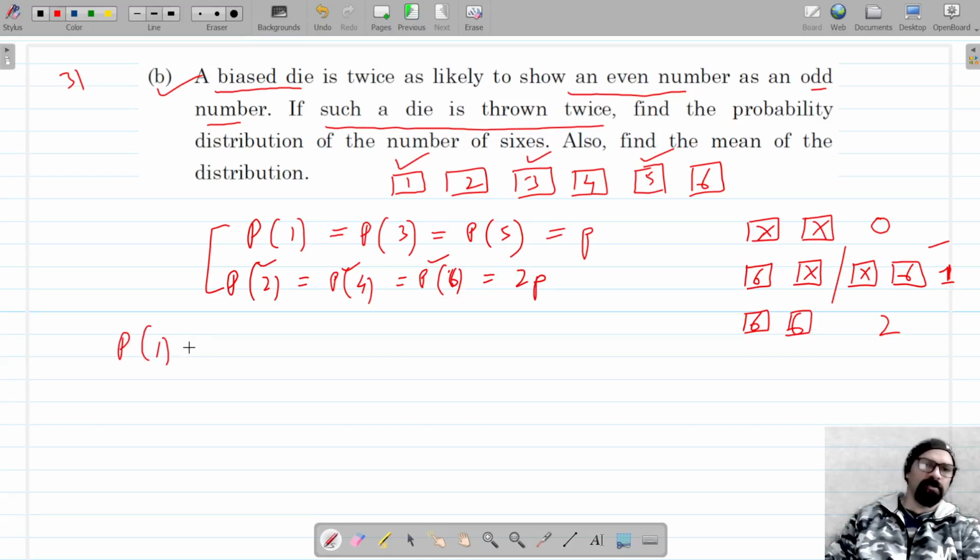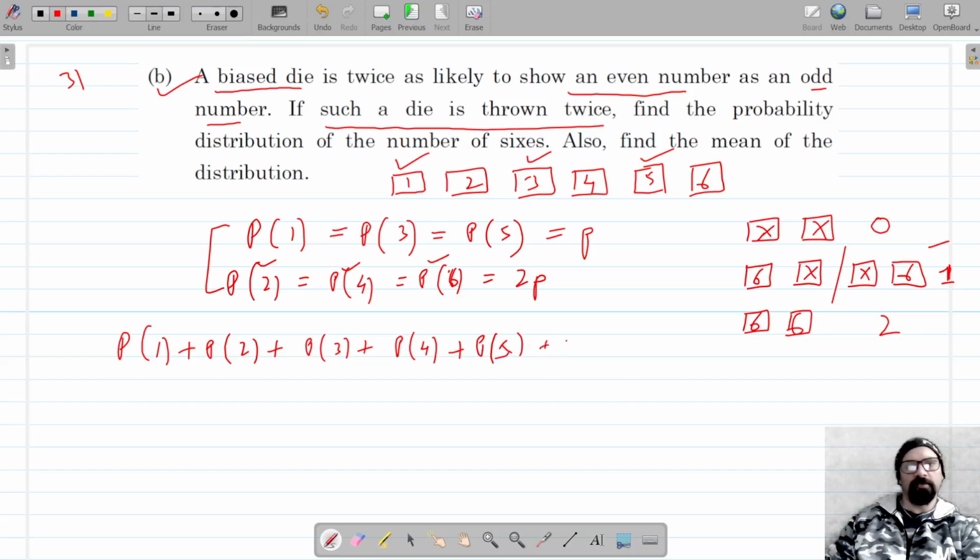So that means either you get one, two, three, four, five, or six. These are the only events in throwing a die, and we know that the sum of the probabilities of the events is equal to 1. Now the probability of 1, 3, and 5 is P each. The sum of the probabilities of 1, 3, and 5 would be 3P.